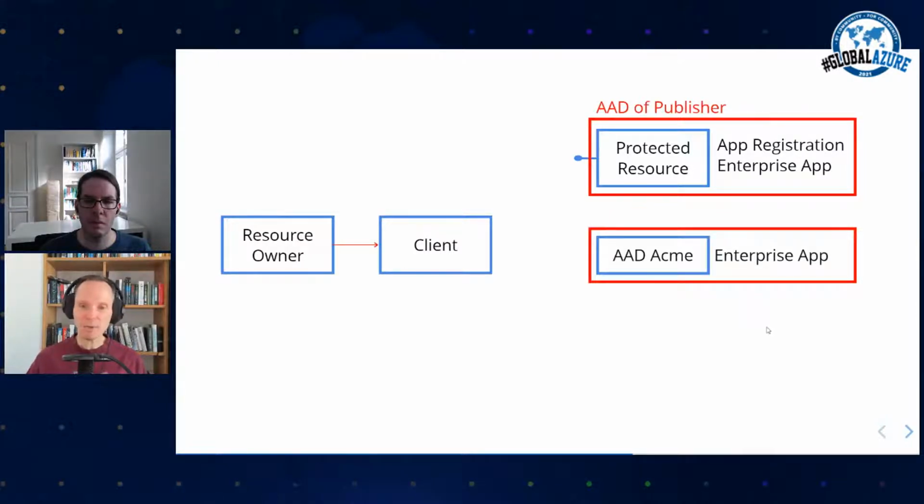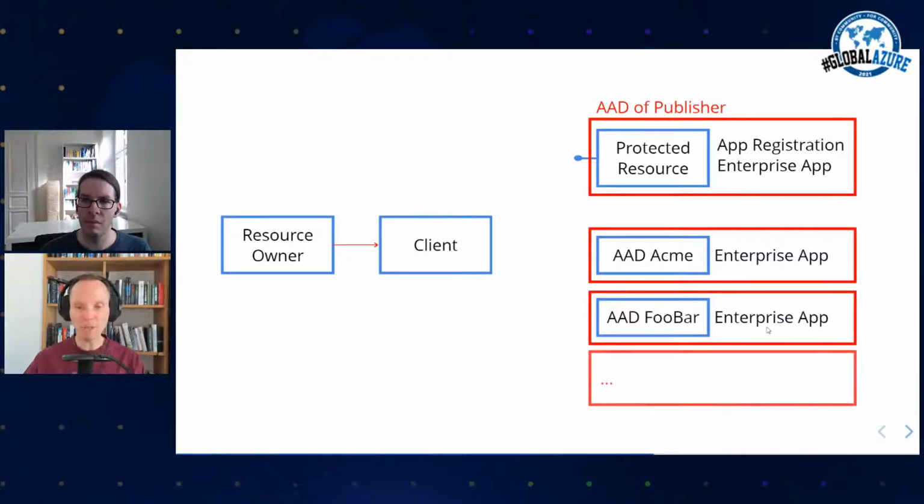But it might happen that there is a company called Acme. They have their own Azure Active Directory, and their users would also like to access our centrally deployed API. This is what we call a multi-tenant app, a multi-tenant API. That means we have multiple Azure Active Directories, and the resource owner uses an account from her own Azure Active Directory, but accesses the API, which is registered in a different Azure Active Directory, in the Azure Active Directory of the software as a service provider.